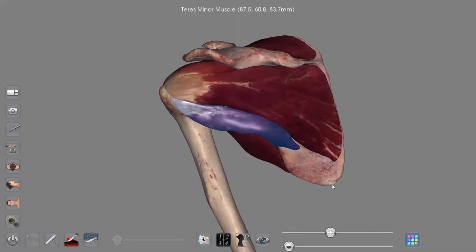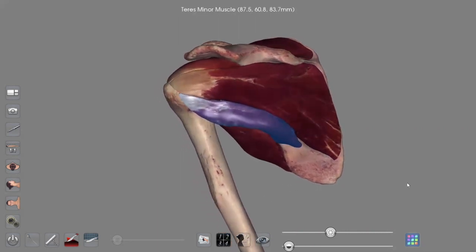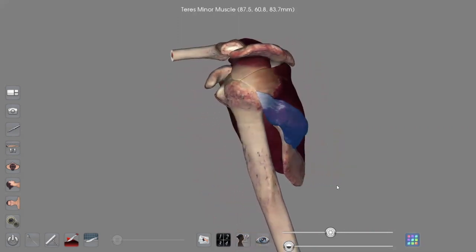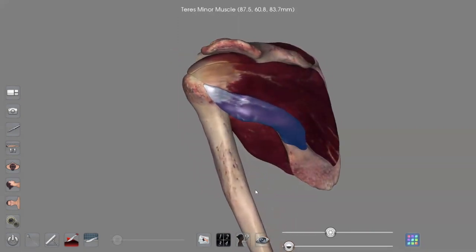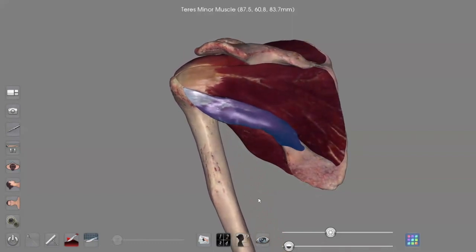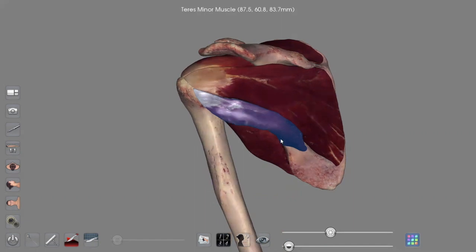The teres minor originates along the superior part of the lateral border of the scapula and a little bit of the infraspinous fossa, and it inserts onto the inferior aspect of the greater tuberosity of the humerus. This muscle is innervated by the axillary nerve, and its action is to externally rotate the shoulder, assist with adduction, and similar to the supraspinatus and infraspinatus, it also serves to compress the humeral head against the glenoid fossa to maintain stability within the joint.